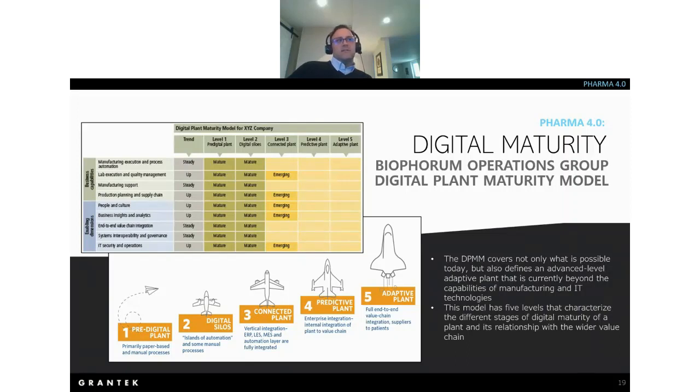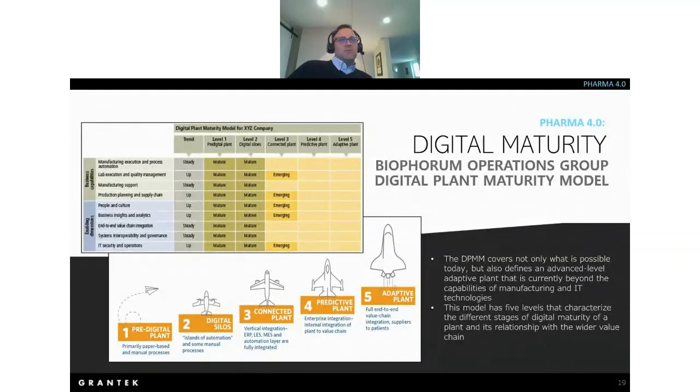This model is slightly more granular than ACATECH in regards to the areas of the organization that it describes. There are multiple areas or dimensions that are generally classified into categories: business capability and enabling capability. The business capability dimensions category includes the primary business capabilities required to design, build, operate, and maintain the digital plant and its role in the end-to-end enterprise value chain. These capabilities are manufacturing automation and process execution, lab execution and quality management, manufacturing support, and production planning and supply chain.